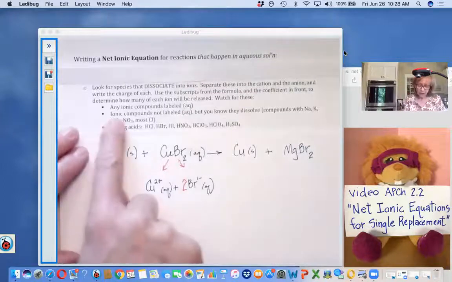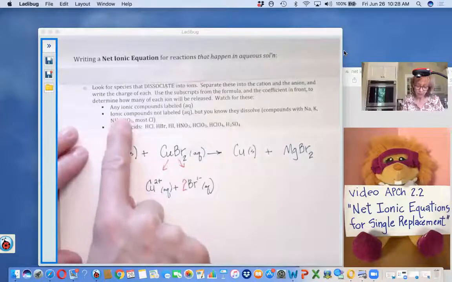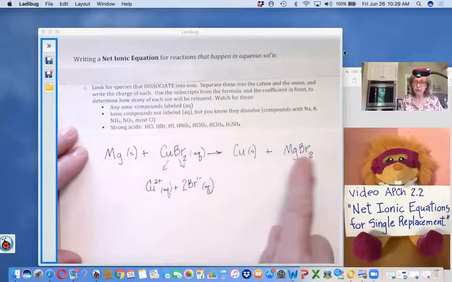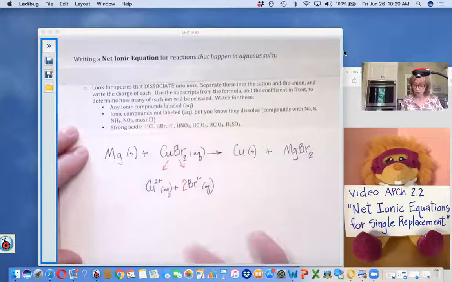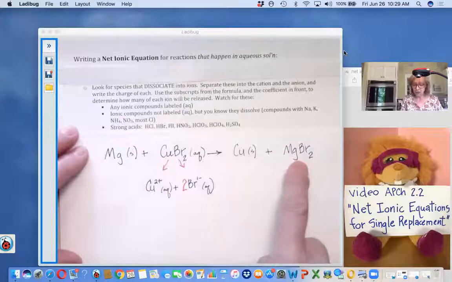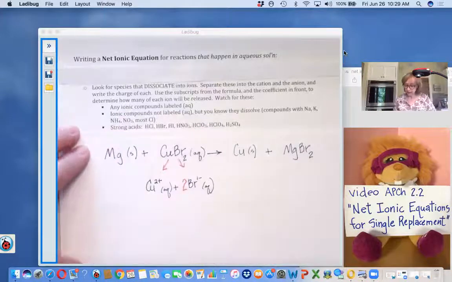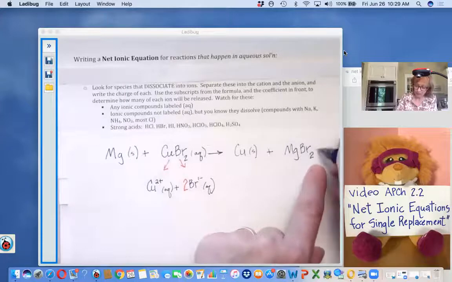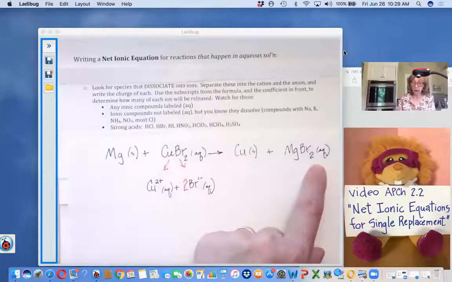All right, now notice that I'm also going to be on the lookout for ionic compounds that are not labeled AQ, but I have some previous knowledge that this does dissolve. You'll be learning more about that as we move through the unit, but for now I'm just going to tell you that I have knowledge magnesium bromide does dissolve in water.